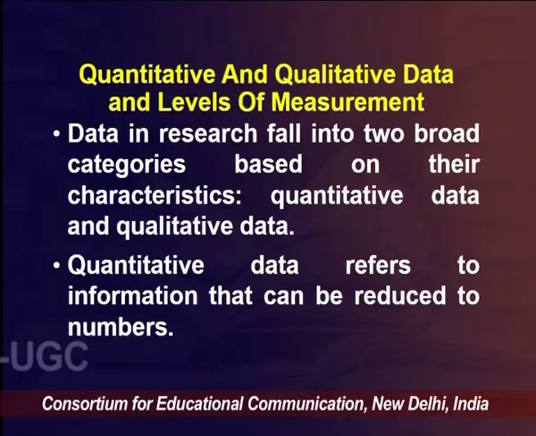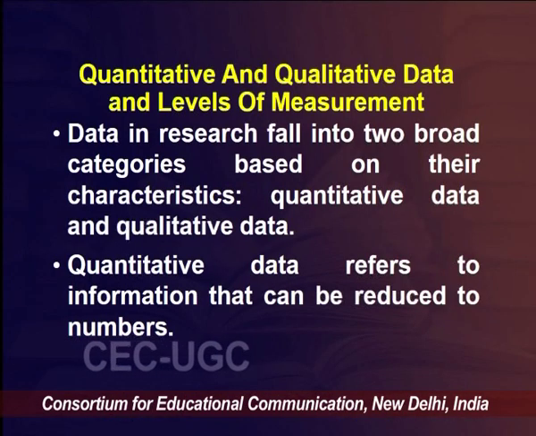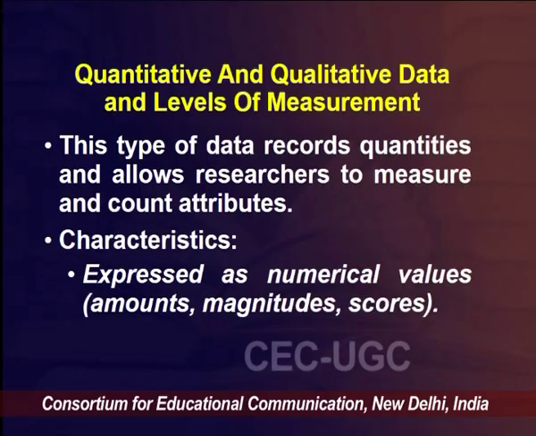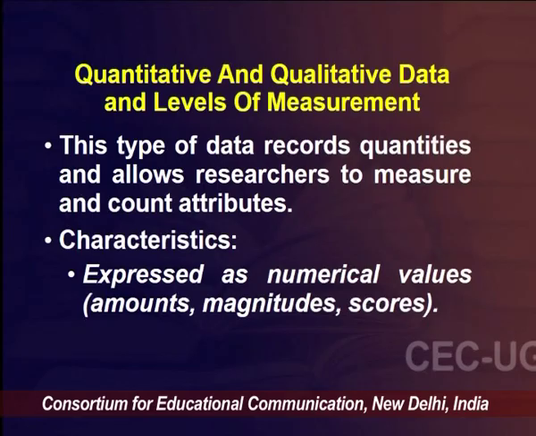So, quantitative and qualitative data and levels of measurement. We need to understand what the different levels are on which the data are measured. Data in research fall into two broad categories based on their characteristics, and that is quantitative data and qualitative data. Quantitative data refers to information that can be reduced to numbers. This type of data records quantities and allows researchers to measure and count attributes.